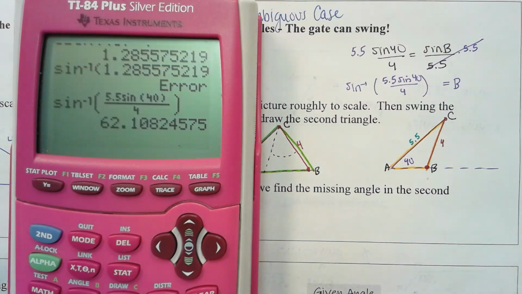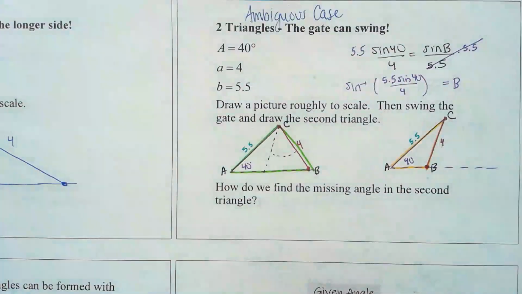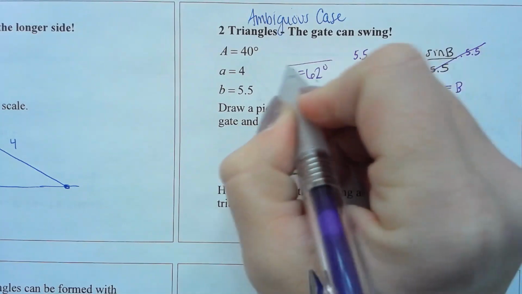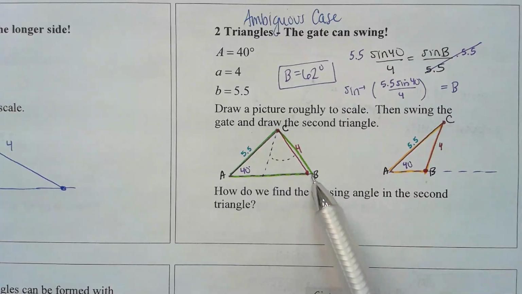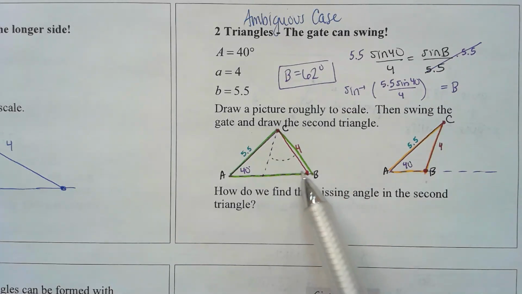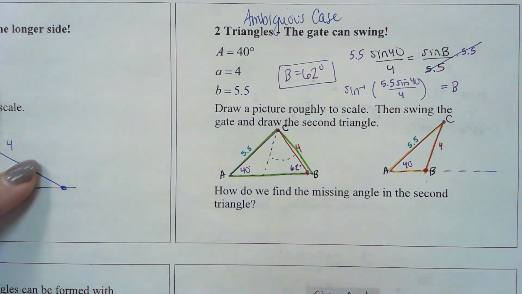Okay, now for our conversation purposes, let's round that to the nearest whole number. So let's call that 62 degrees. Now that's angle B. So let's look at our pictures. Angle B is either this one or this one. And I'm looking at these pictures going, oh, well, I think it gave me the acute angle, right? So angle B in this picture is 62 degrees.